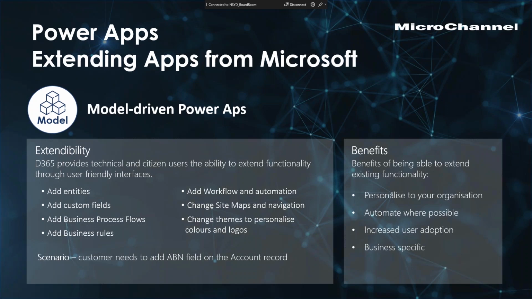You as a customer may need to add an ABN field on the account record. That is extending that out-of-the-box account sales functionality to make it more appropriate. And to a degree, there's no end to what we can extend that out-of-the-box to. What are the benefits for you as an organisation?